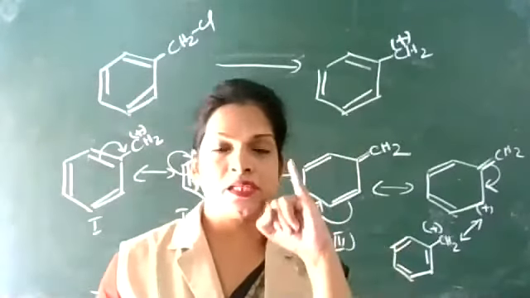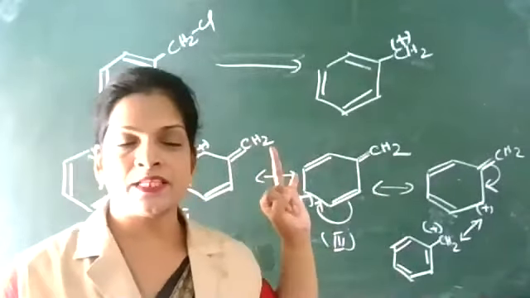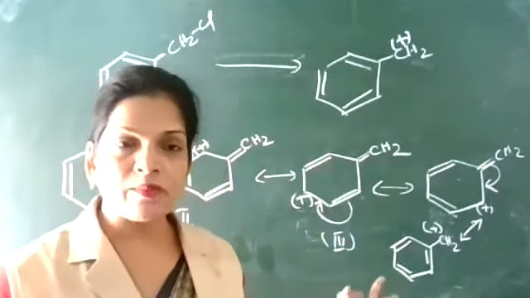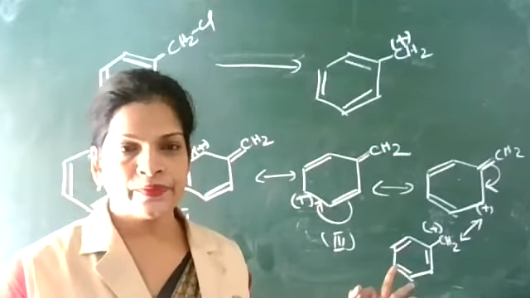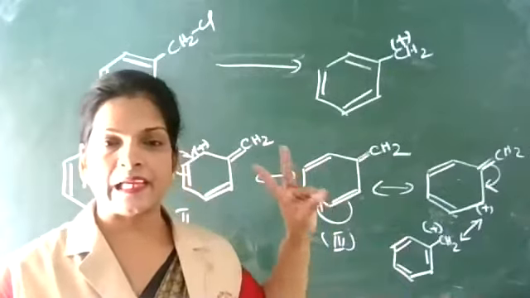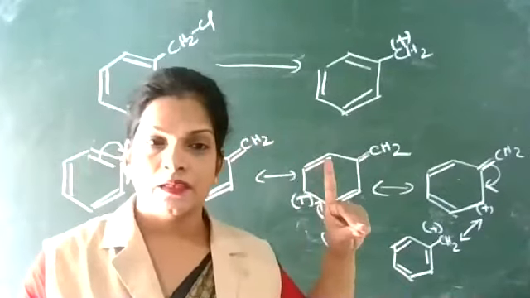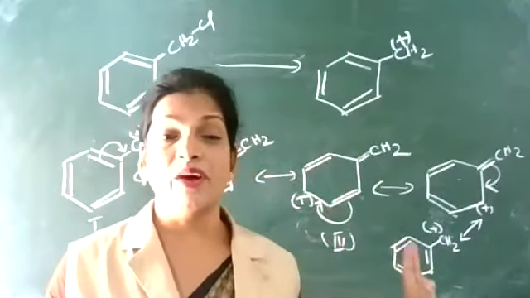Tertiary carbocation is stabilized by inductive effect. Allyl carbocation is stabilized by resonance. Benzyl carbocation is also stabilized by resonance. So these compounds, benzyl chloride, allyl chloride, tertiary butyl chloride, all will undergo the SN1 mechanism.